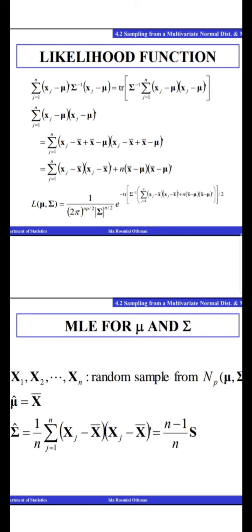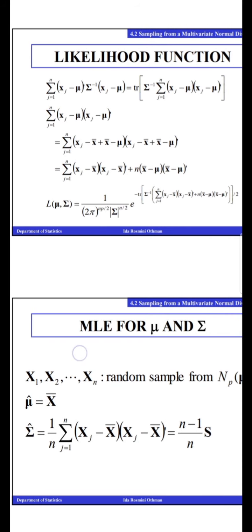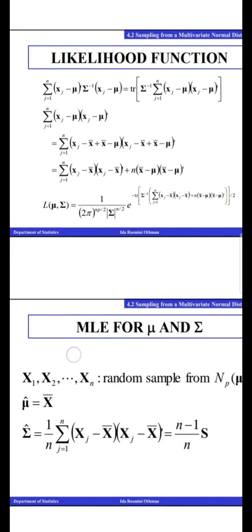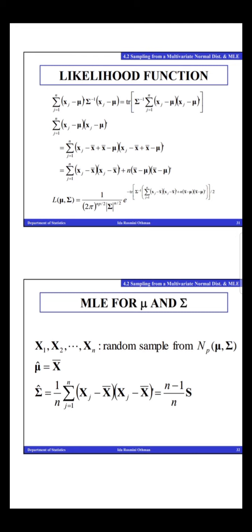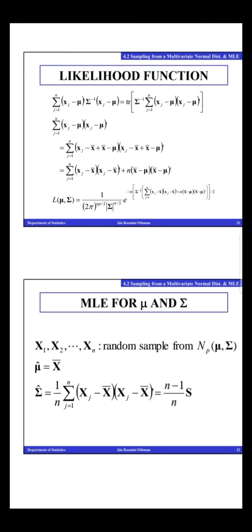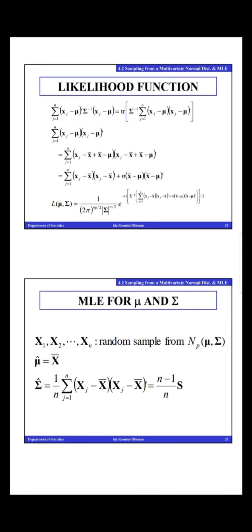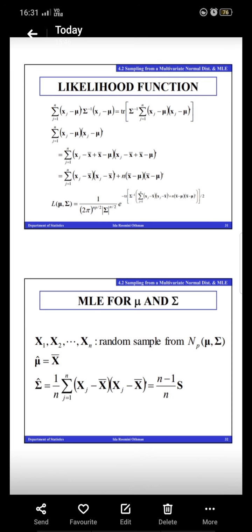In your textbook on pages 168 to 169, there are details about the method of how to replace this term, how we find the trace here. But for your level, there is no need to know every detail of this method. You just need to know how to find the likelihood function of the multivariate normal only.